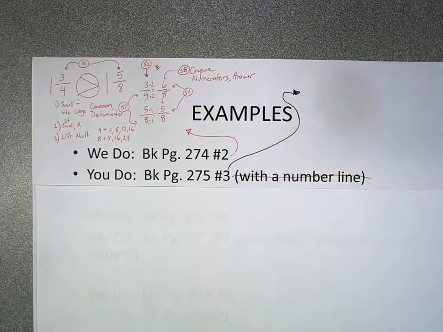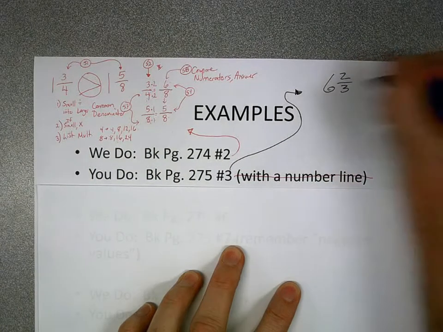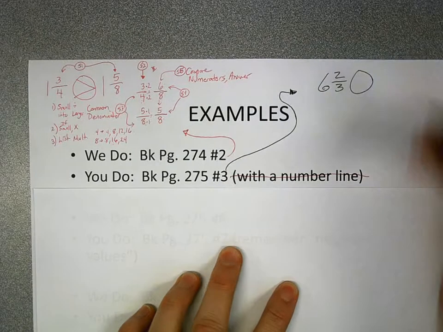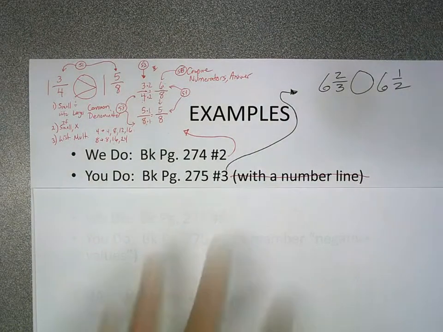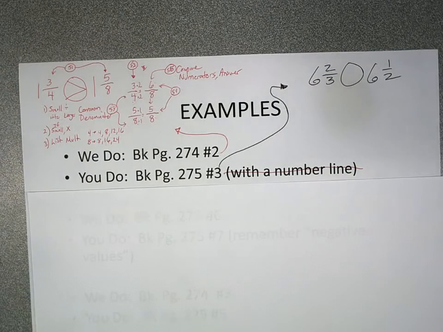Problem number 3. So number 3 was 6 2/3 compared to 6 1/2. Now what you are about to see me do is this problem without writing all the steps. You'll find that it's not very hard. There's not a lot to it. The steps are way longer than actually doing the problems.